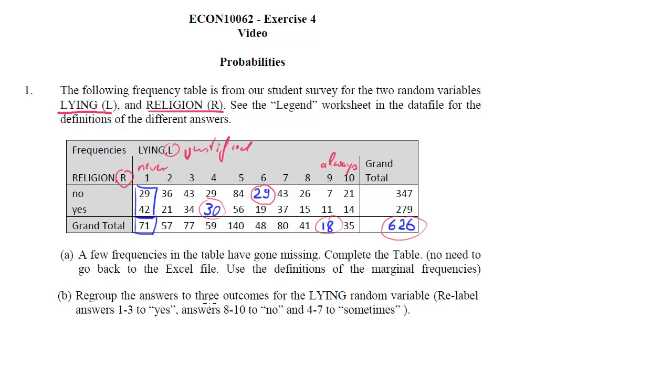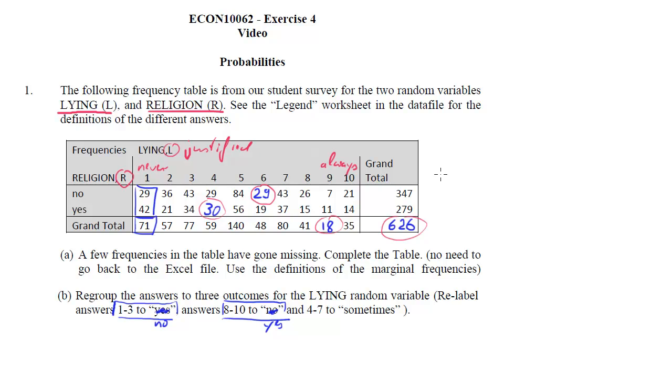So in the second part of the question, we are asked to regroup the variable, especially the lying variable. We have 10 categories and we are to form 3 new categories. 1 to 3, we shall call this, actually that's a mistake, that should be no. I hope I'll adjust that in the file. You can see 8 to 10, that's going to be relabeled to a yes, and 4 to 7 to sometimes. Okay, that means 8 to 10, these are the responses which tend towards the always justified, lying is always justified category.